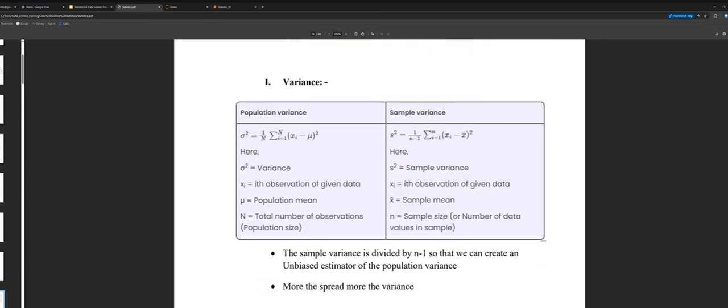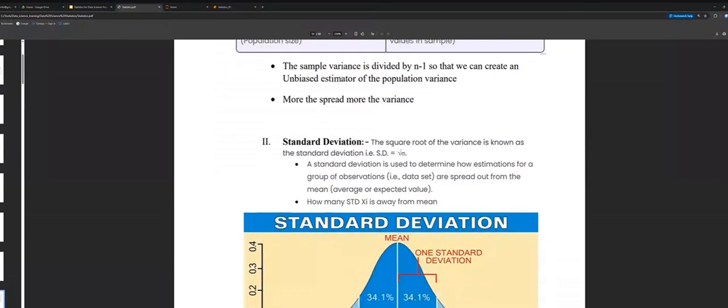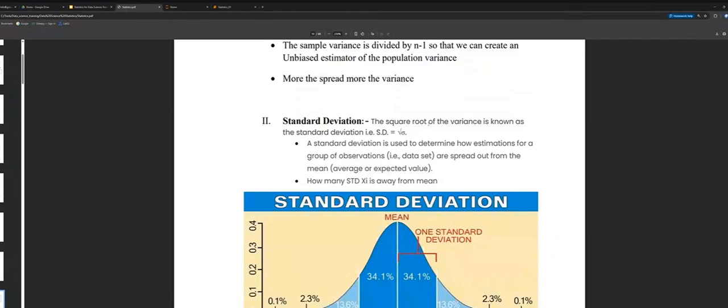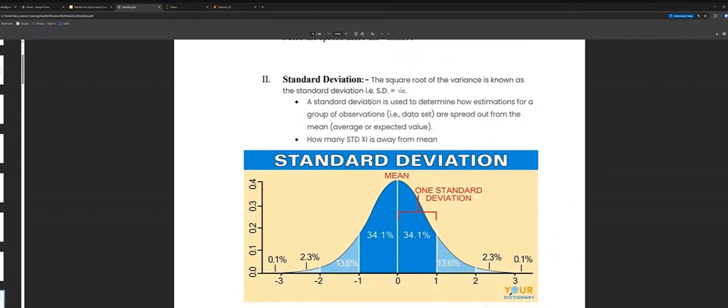The square root of the variance is known as standard deviation. Standard deviation is equal to the square root of variance, whatever value you get with this formula. Now what does it do? It is used to determine how estimates for a group of observations, that is your data set, are spread out from the mean.